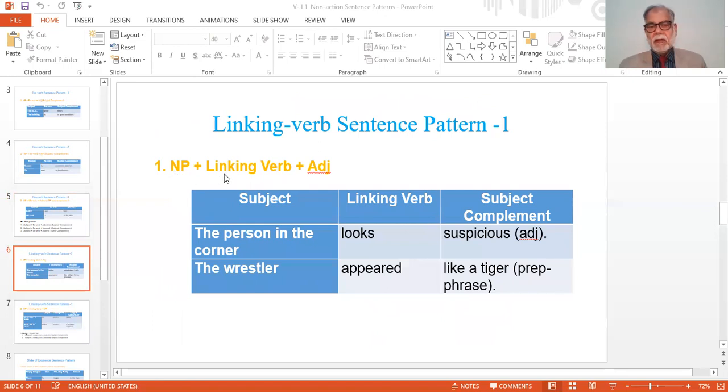Noun phrase, linking verb, adjective. The person in the corner looks suspicious. In this sentence, the person in the corner is subject, looks is linking verb, suspicious is adjective or subject complement. Next sentence, the wrestler appeared like a tiger. This is a prepositional phrase. Again, this is subject complement.